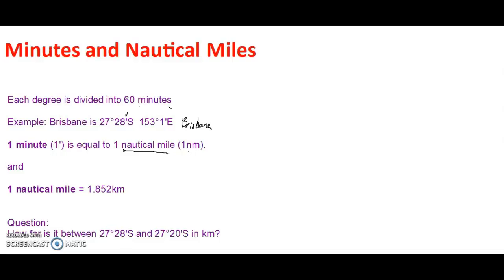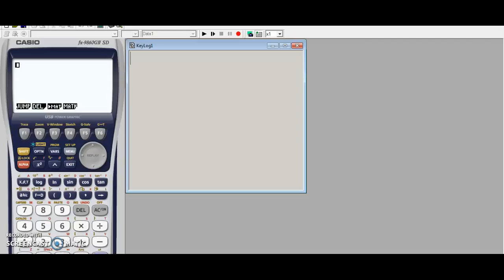And if we wanted to turn 1 nautical mile into a kilometer, it's 1.852 kilometers. That number is very easy to remember because if you look at your calculator, 1.852 is 1 point and then straight down the middle of the calculator, 852.